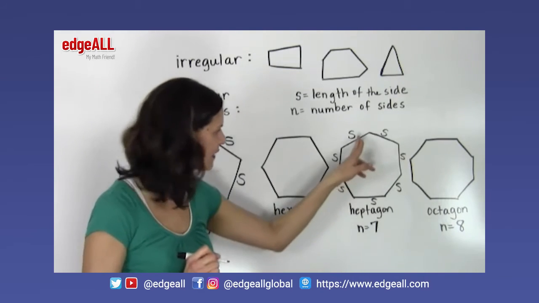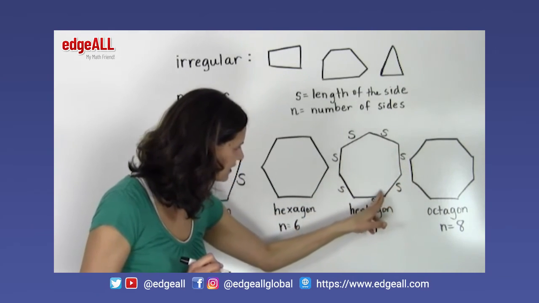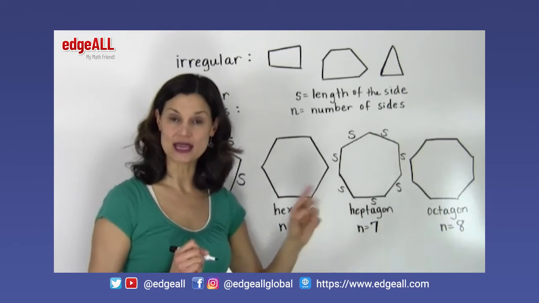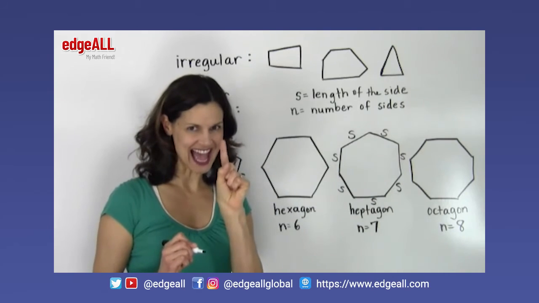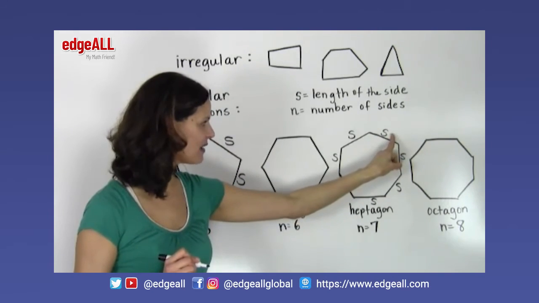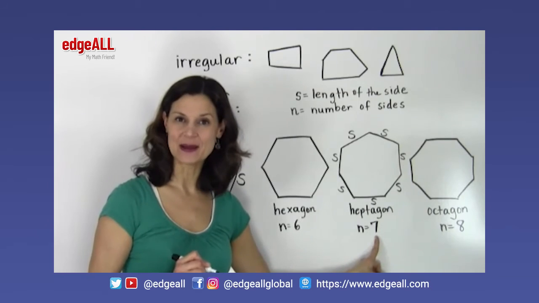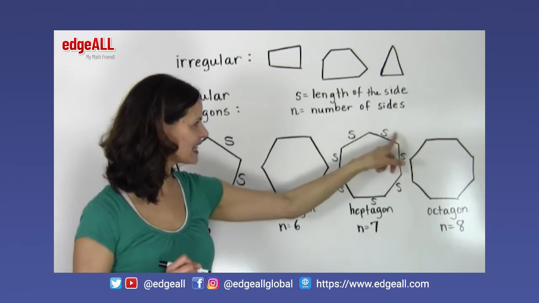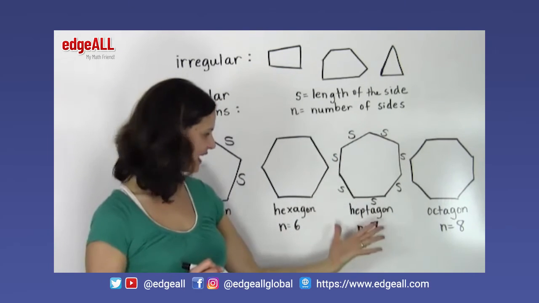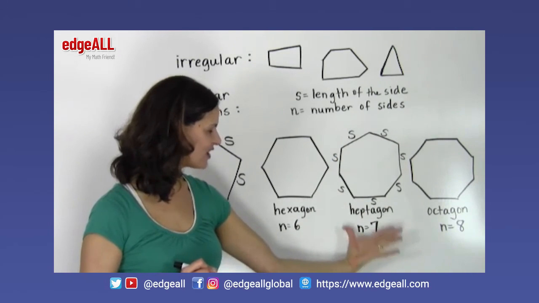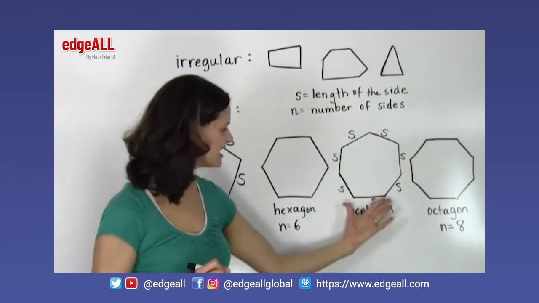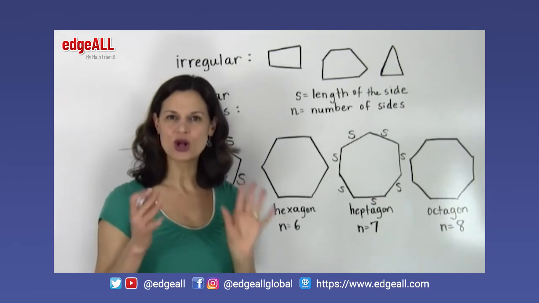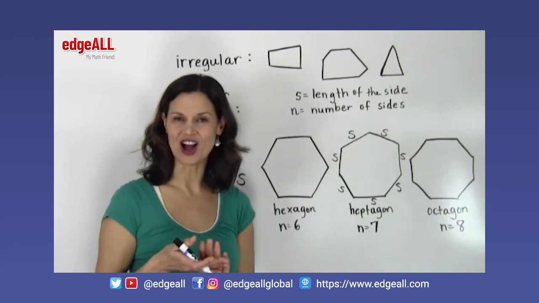And so if I want to find the perimeter, the length around the outside of the shape, all I need to do is know the length of one side, S, and I would multiply that by n, the number of sides. So I would just multiply whatever length this S is times 7 to find the perimeter of this heptagon. Same for the octagon, the hexagon, any multiple-sided figure, polygon.